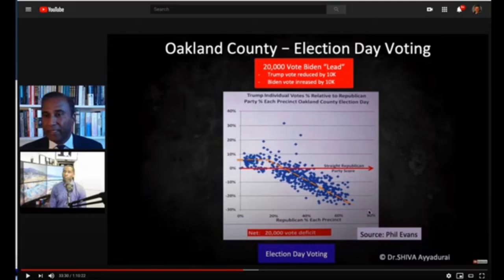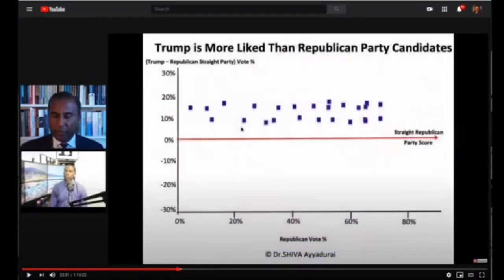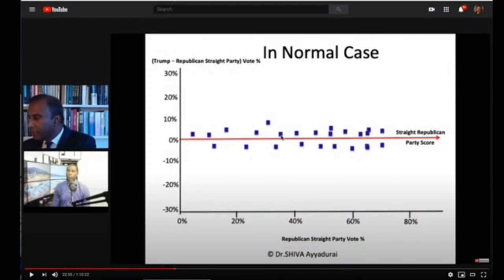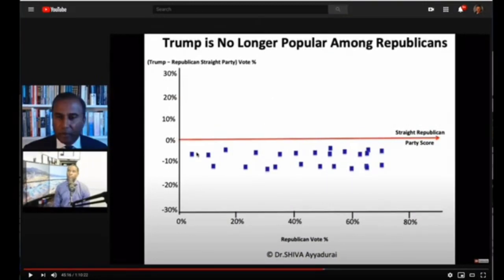That's what the rhinos would argue. That's what the Lincoln Club would argue. They say, look, the more Republican you get, the further to the right you go along that line, the poorer Trump does among Republicans, below the line. But as this guy pointed out, he said, yeah, well, if that were the case, it would look like that.